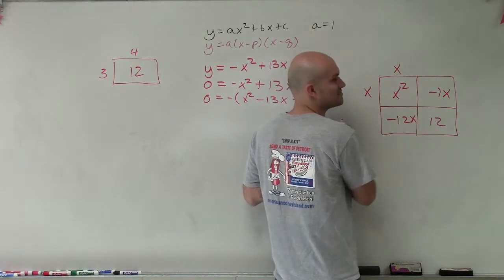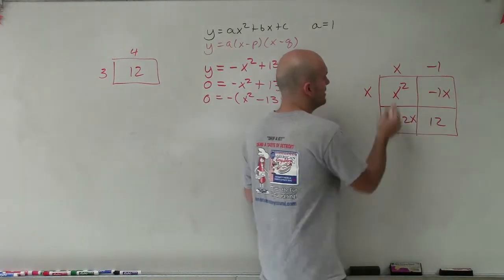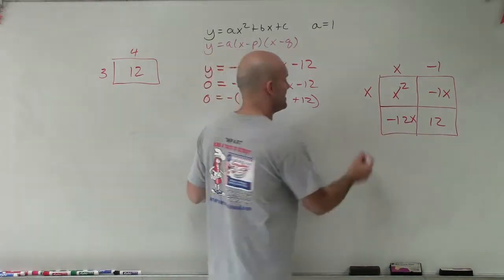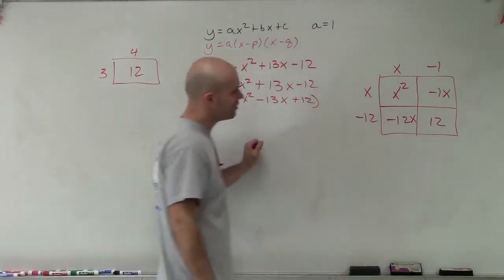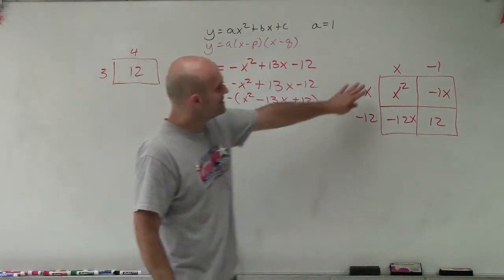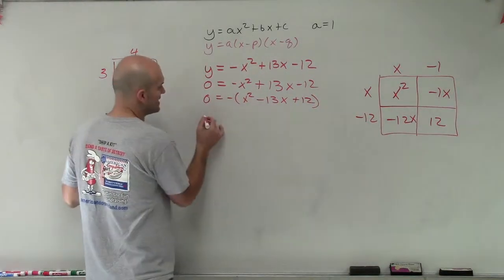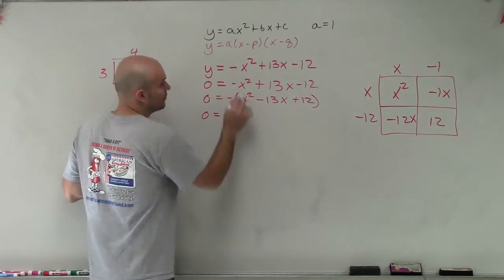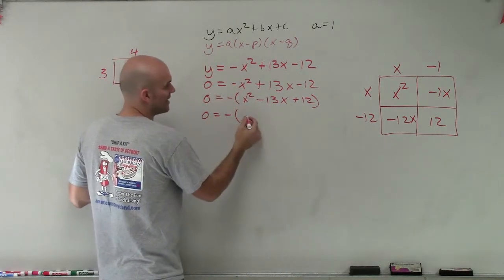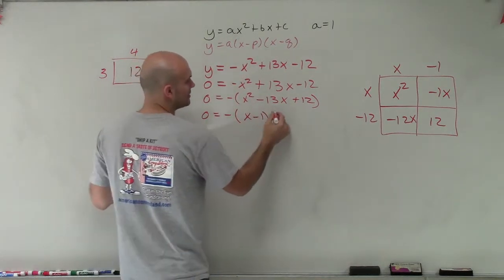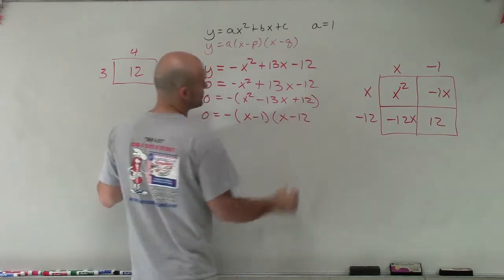So x times what gives me -1x? That's -1. X times what gives me -12x? That's a -12. And then what you can see is these are what we're going to call our 2 factors. So I still have this negative outside of here, which is going to be our a. And therefore, I have negative times x minus 1 times x minus 12.